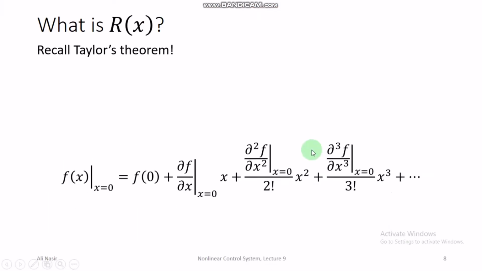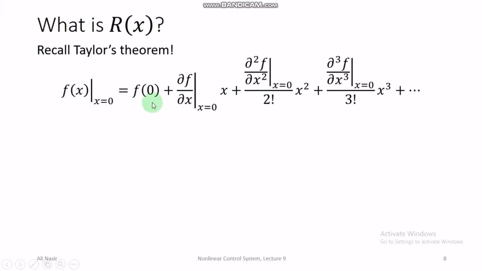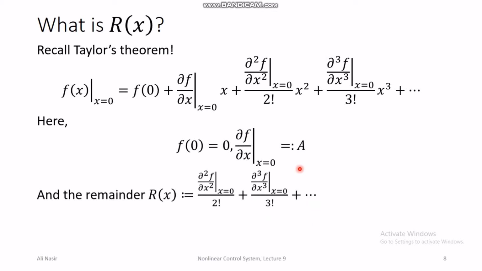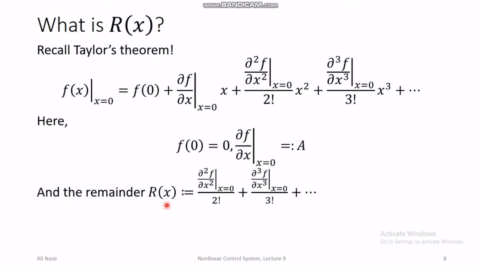So this is now the correct expression, and f of 0 is equal to 0, as I have already pointed out, and partial f by partial x at x equal to 0 is defined to be equal to the A matrix. Now the remainder is this thing. So again here I apologize that I have missed the x square term here and the x cube term here.